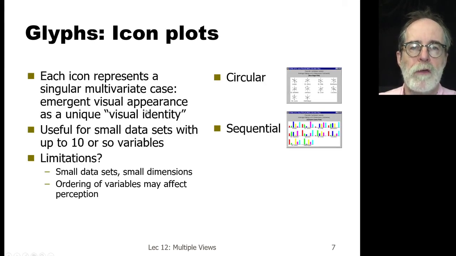Going back to the glyphs again, each icon represents a single multivariate case, and each location with this complex glyph has a unique visual identity. It's useful for small data sets that have up to 10 variables that you're intending to pack into, say, that pie chart that we're showing there, or these other representations, either circular or sequential over there on the right.